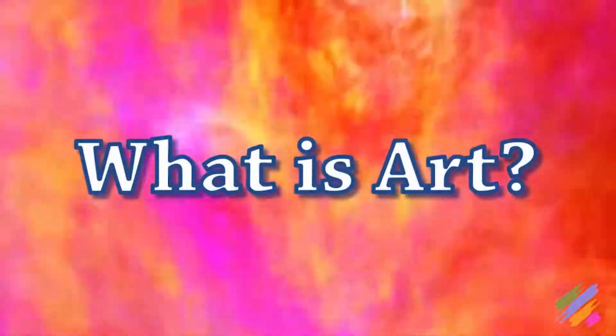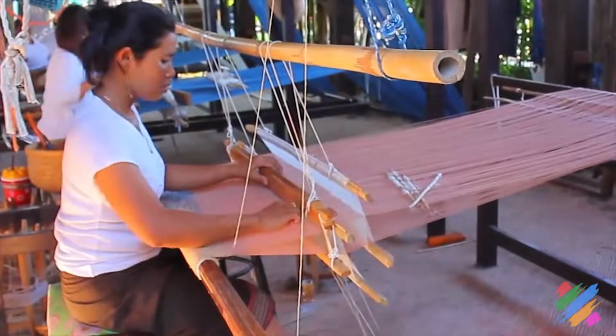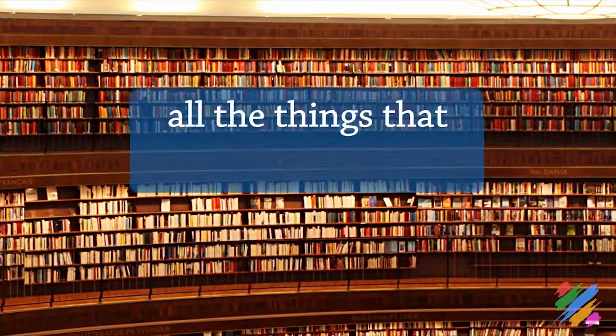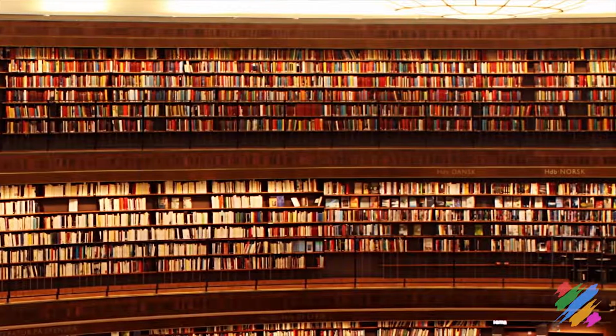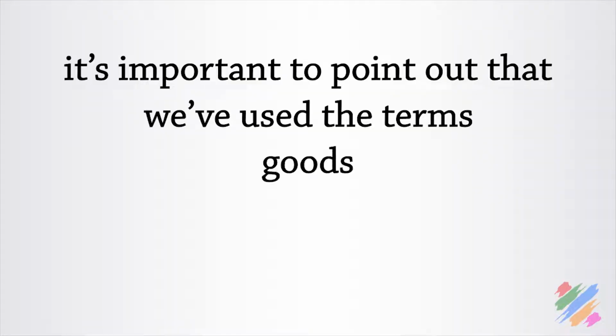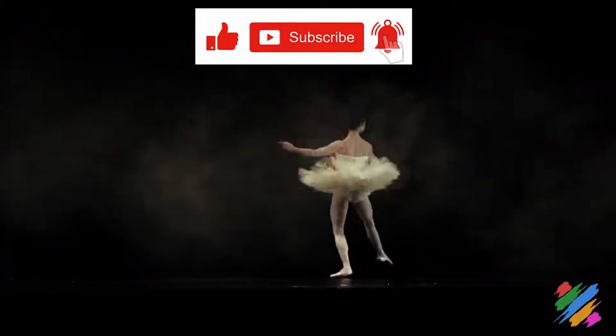So, what is art? Well, the art itself, in its totality, the word art, has a very wide range of application, and it's like a library full of books where every book describes all the things that humanity knows on how to create goods, benefits. Benefits for humanity itself, normally for just one part, but even for a single person. It's important to point out that we have used the terms goods, benefit, and not items or objects, because not all the arts are meant to create something material.